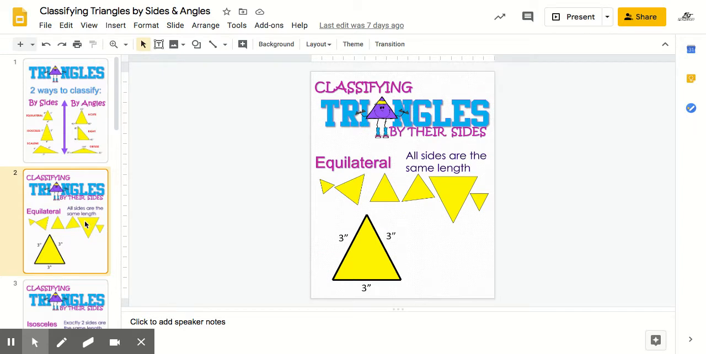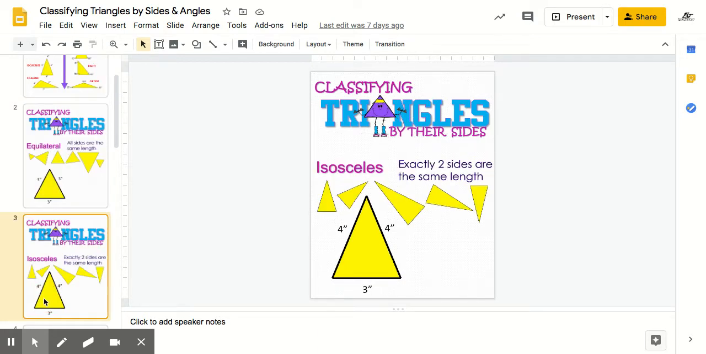The first type of triangle is an equilateral triangle. And an equilateral triangle has all sides being the same length. So if we look at this triangle down here, I have a triangle and each side of the triangle is equal to 3 inches. Since all side lengths are the same, or since they are all equal, this is considered an equilateral triangle. And again, you can think of it as equilateral, equal. Sides have to be equal.